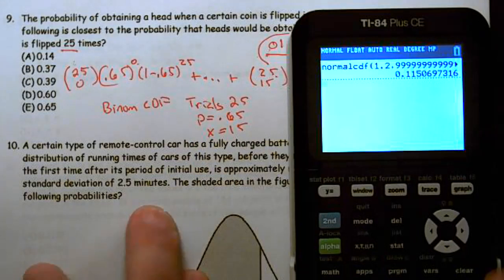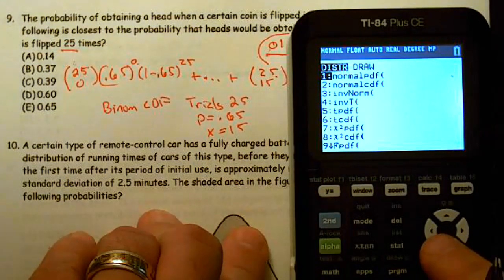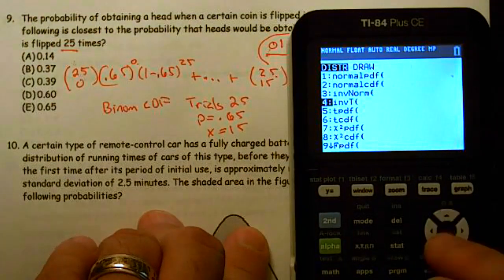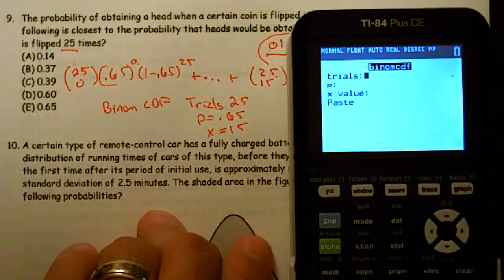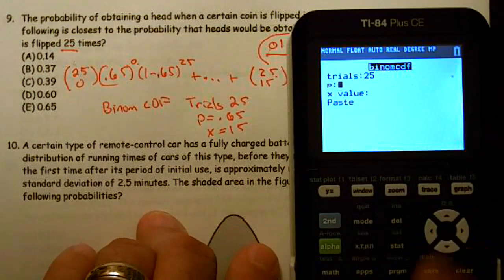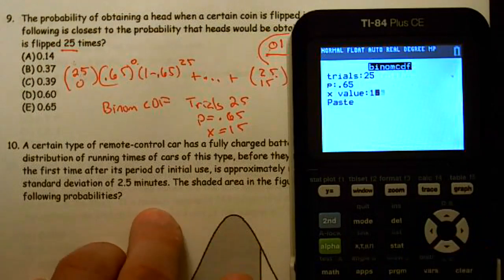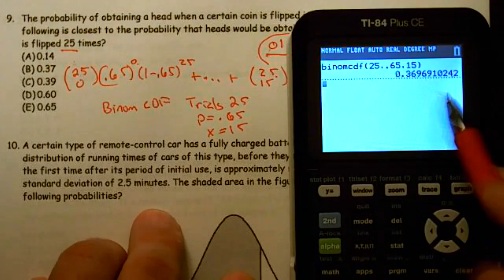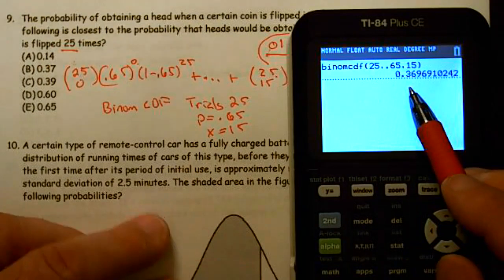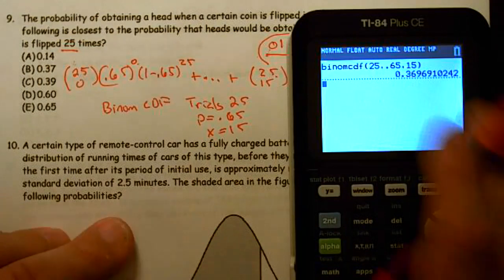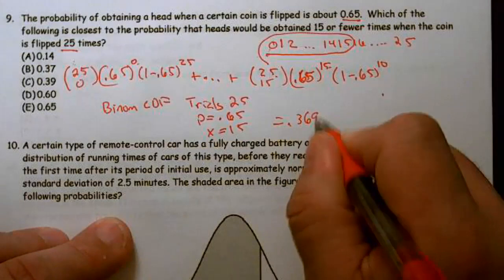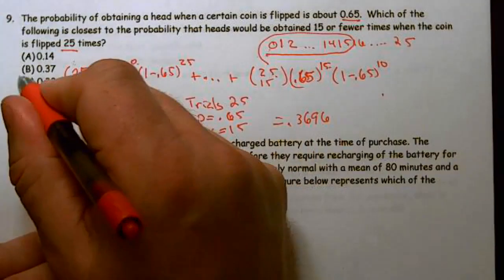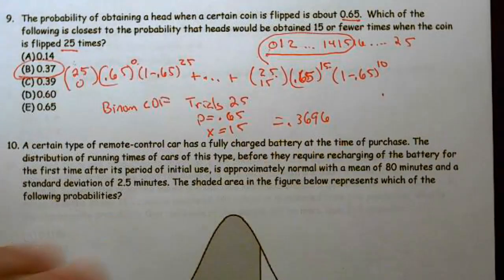So here we go. Second Vars, binomCDF, trials 25, p 0.65, x value 15. And we get 0.3696. And our closest answer is letter B. Okay.